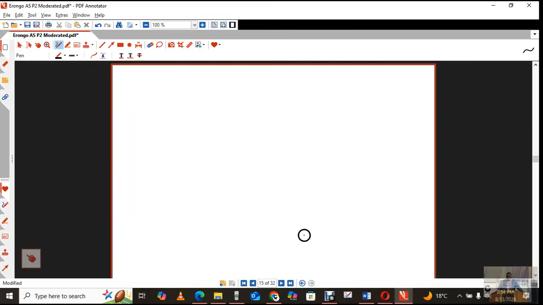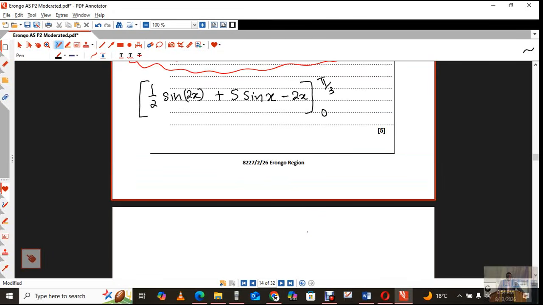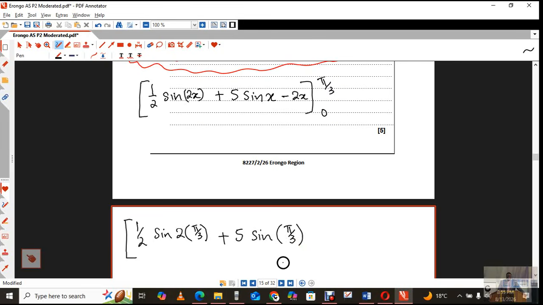because I need space to work. Right, so I'm going to put my upper limit of integration. So it's going to be 1/2, okay? Then this is going to be sine of 2 times the angle being pi over 3, which you can find on a calculator. Don't give yourself stress. It's not worth it. Plus 5 sine of pi over 3. You can get it on a calculator. You can look at the special triangle if you want to, but we're going to use a triangle for now. Minus 2 times pi over 3.